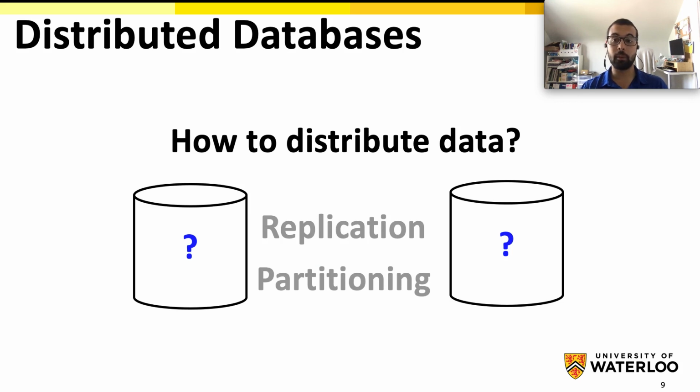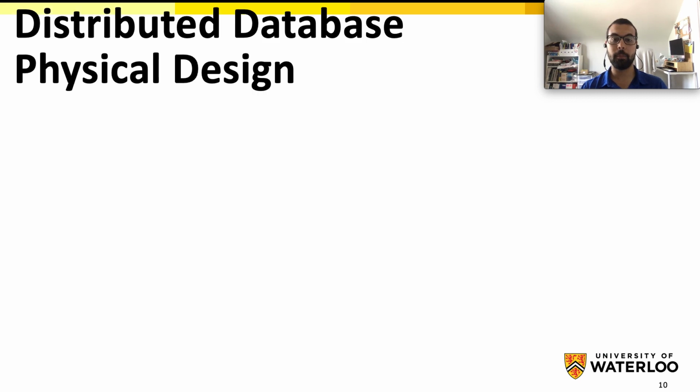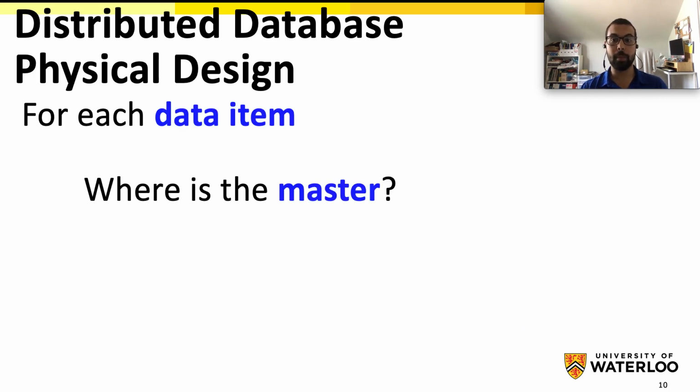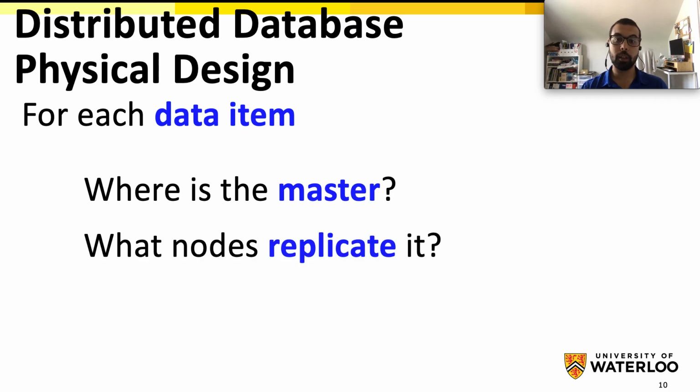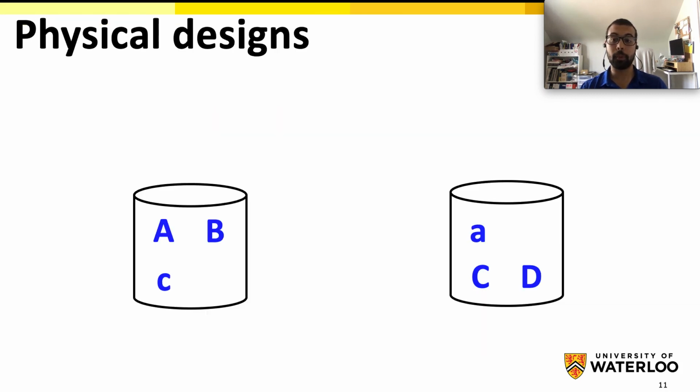Moreover, what I have shown are examples of distributed database physical design. We define distributed database physical design as the answer to the following questions for each data item. Which node is the master of the data item? What nodes, if any, have a replica of the data item? And how is the data item grouped with other data items to form a partition, which is the unit of storage within a system? Now I showed you examples of fully replicated and purely partitioned systems.